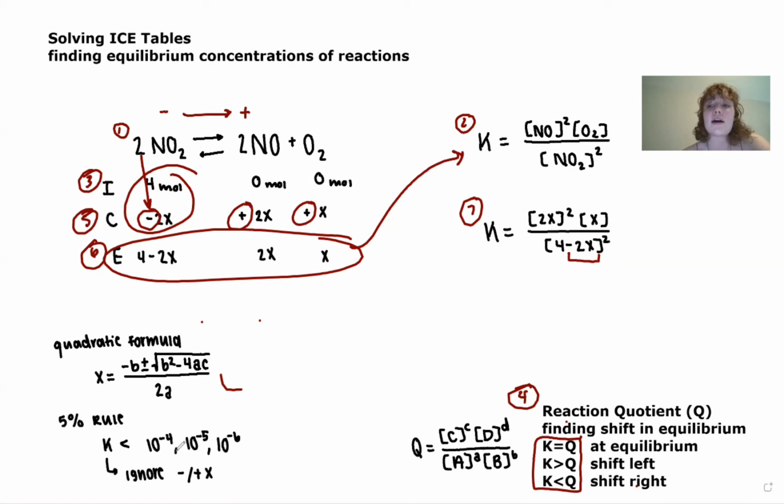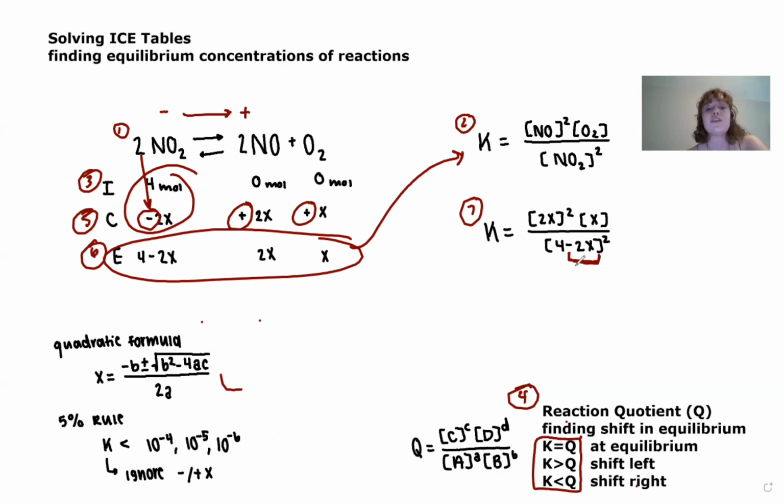If K is less than 10 to the power of -5, then you can ignore, which is already highlighted here, any minus or positive x's because the change is going to be so small. If you can't do that, then just do the same thing, bring all the variables to one side, and then use the quadratic formula to find the x.